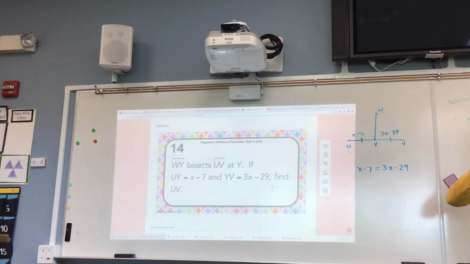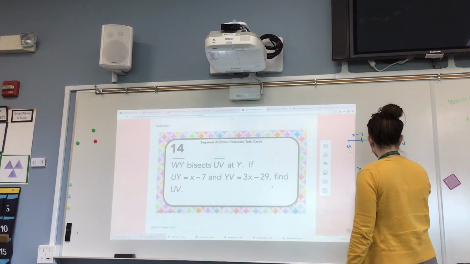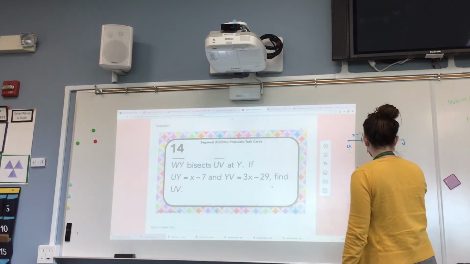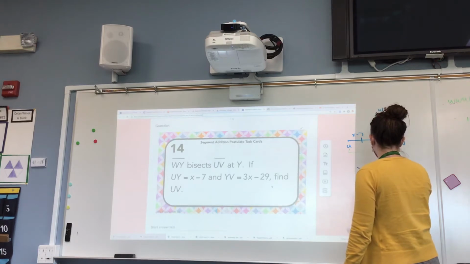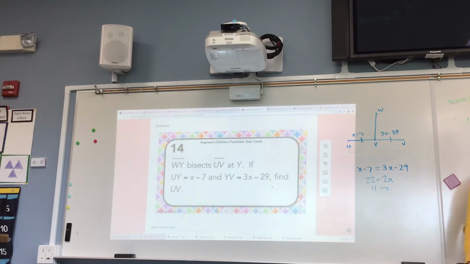Remember, there's two types of setup: a segment addition setup, but we only use that if we don't have a midpoint, okay? And a midpoint and bisect setup. All right, so here we go. We solve for x here. Plus 29, so 20. I got x equals 11. Was that the right answer for x? Yeah.